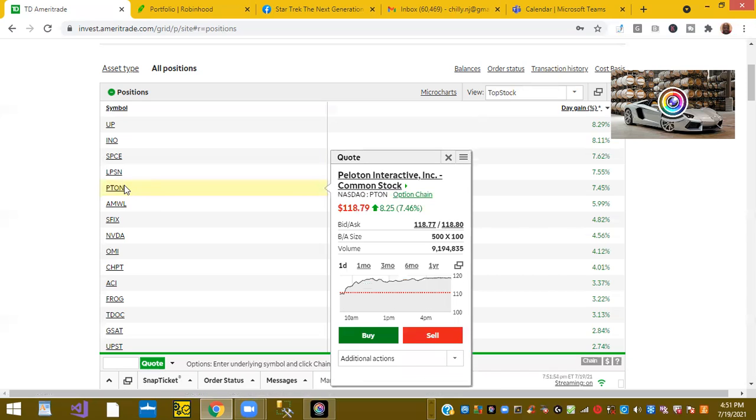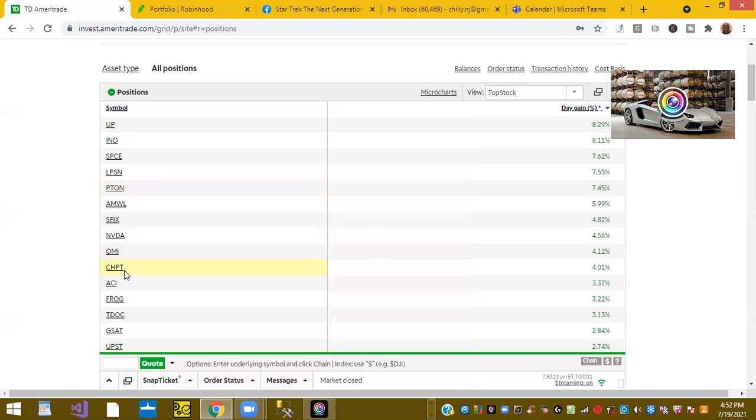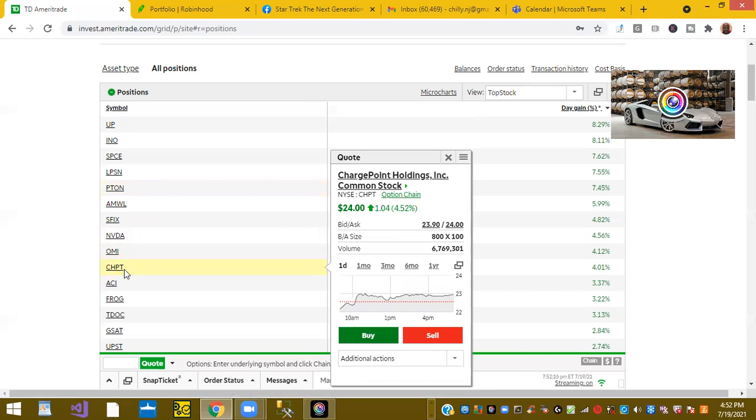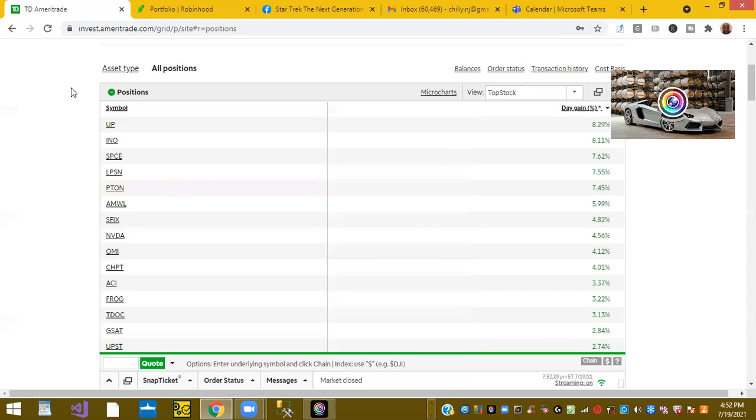At home stock, Peloton was up 7.45%. And ticker symbol NVDA or NVIDIA was back up today at 4.56%. So the market looked like it rallied late today. We did have some new stocks like ChargePoint rallied back. But these are all under close watch as the Delta variant takes place.